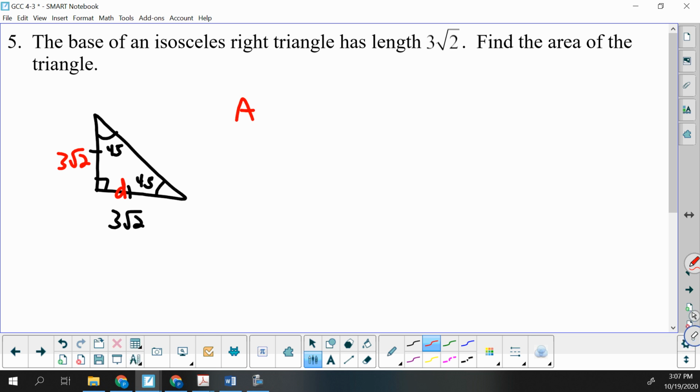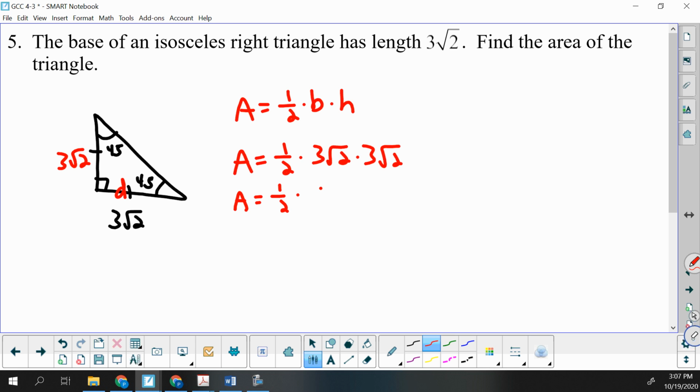When you do area of a triangle, you just do 1/2 base times height. So our area is equal to 1/2 times our base of 3 square root of 2 times our height of 3 square root of 2. So this is 1/2 times 9 times square root of 2 times square root of 2, which is just 2. So that's half of 18, which is just 9, and it's an area. So we should have units squared.